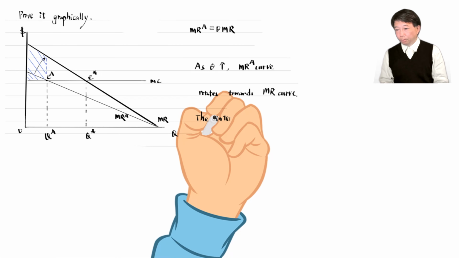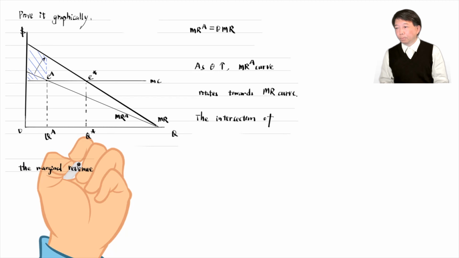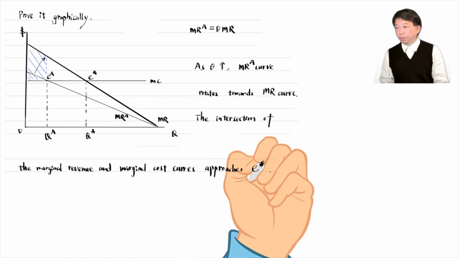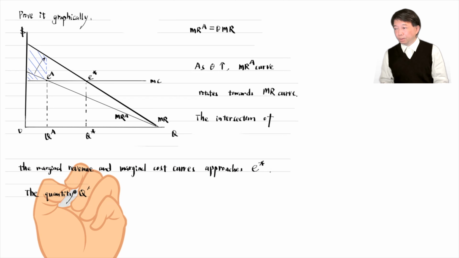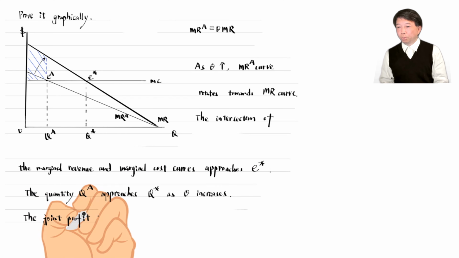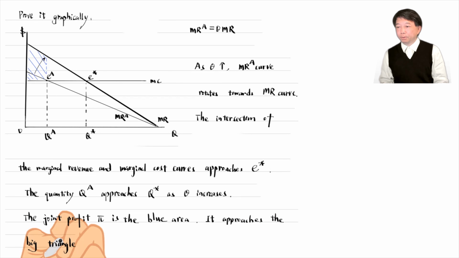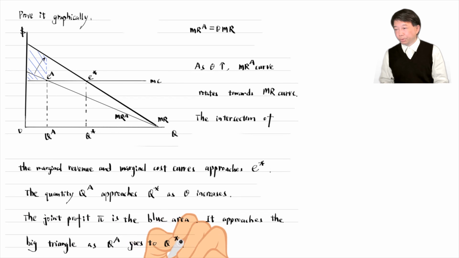The intersection EA approaches E star. The quantity QA approaches Q star as theta increases. The joint profit is the blue area. It approaches the big triangle as QA goes to Q star. In other words, the joint profit increases as theta increases.